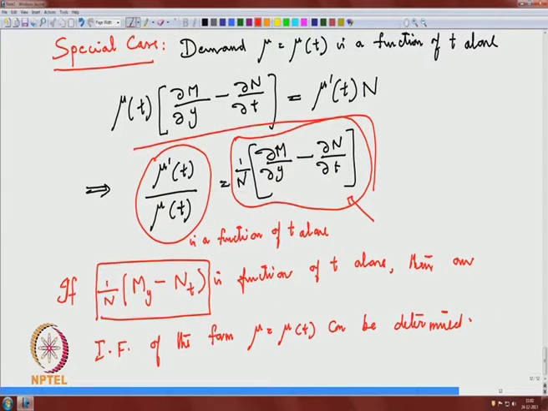The roles of dM/dy and dN/dt will be interchanged, and 1 by N will become 1 by M. You have to verify that. This is valid because if the equation is exact, dM/dy minus dN/dt is going to be 0. This is the situation when dM/dy minus dN/dt is not equal to 0, and in that case you need to calculate 1 by N or 1 by M and see which one is a function of t alone, or in the other case a function of y alone. Then either mu of t or mu of y can be determined, and you can multiply your differential equation with that mu(t) or mu(y) to get the solution.